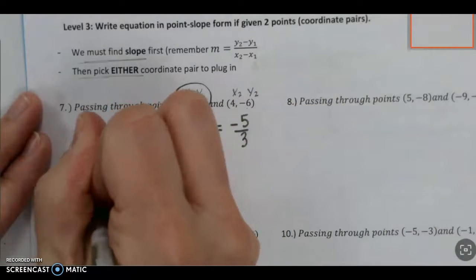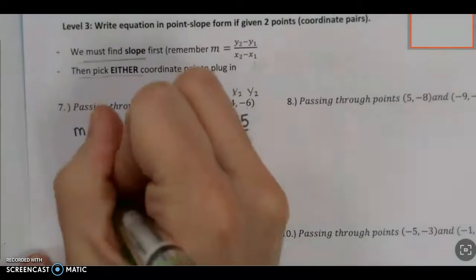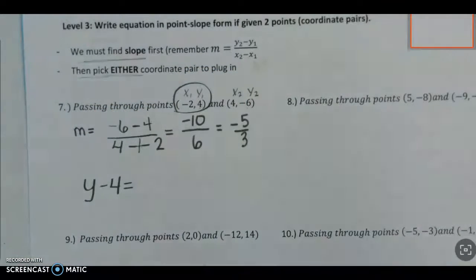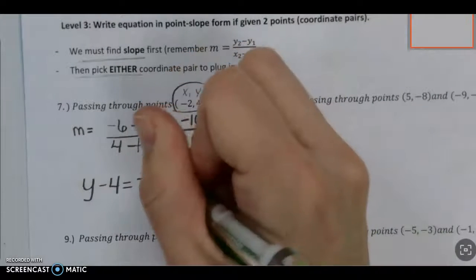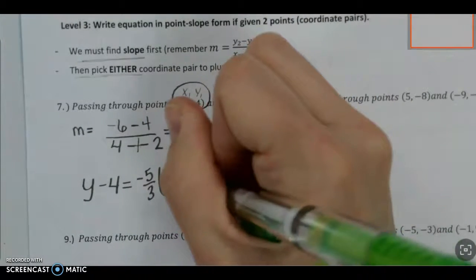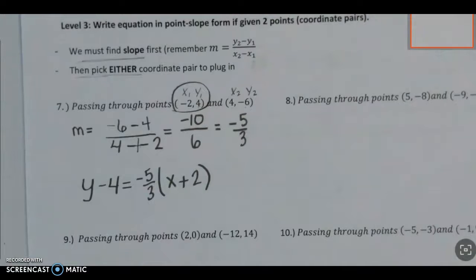Always the letter y. Right? Then what? Y minus my y coordinate, which is 4, equals slope. Throw your slope in there. -5/3. Parentheses x. And then it's going to be +2. Ta-da!